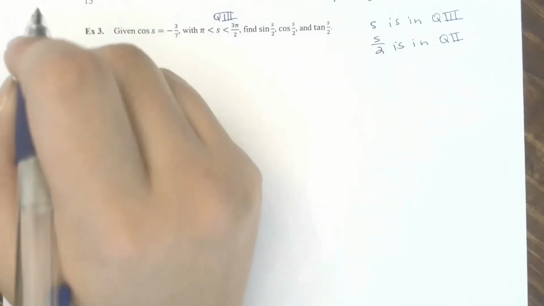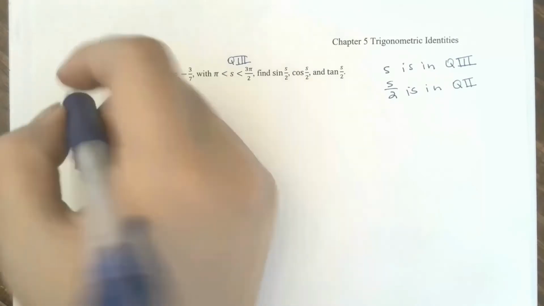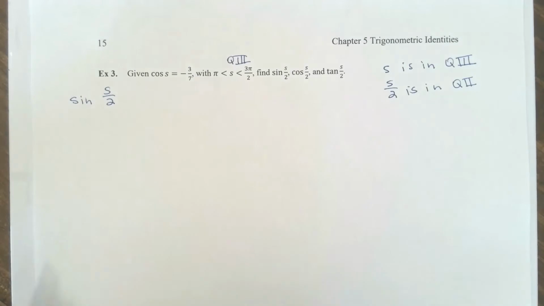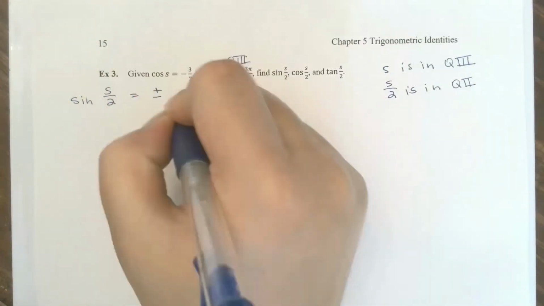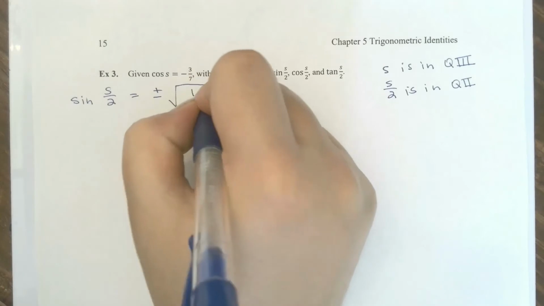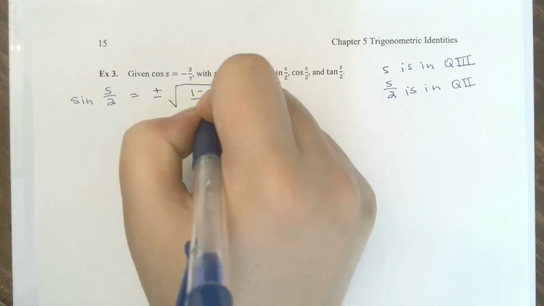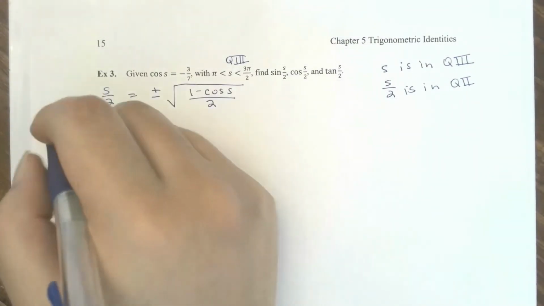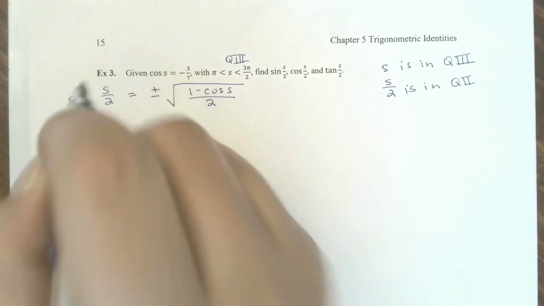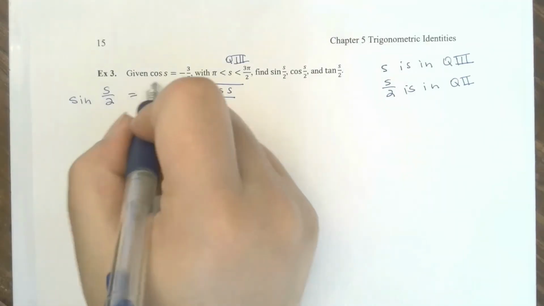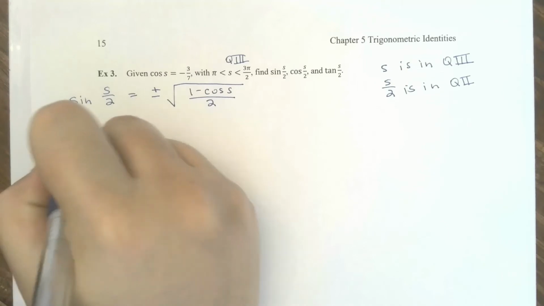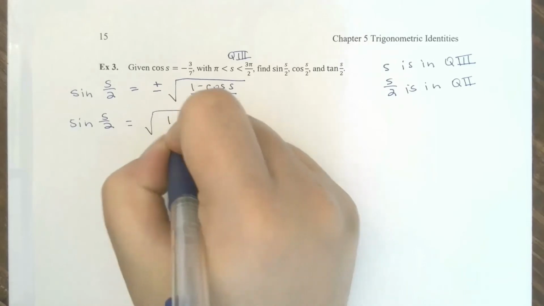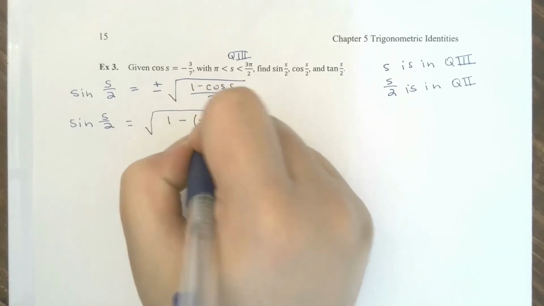Let's find sine of s over 2 first. Sine of s over 2 is equal to plus or minus the square root of 1 minus cosine s over 2. Remember that we are in quadrant 2, where sine is positive, so we keep the plus sign. So sine of s over 2 is positive square root of 1 minus negative 3 over 7, over 2.